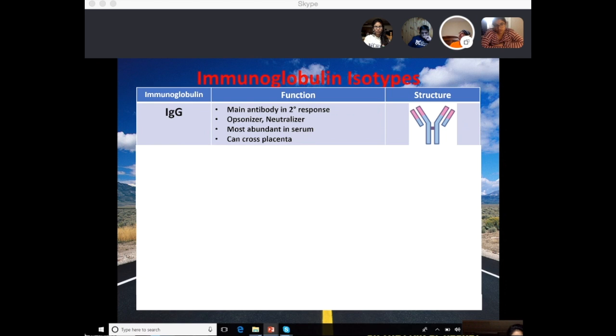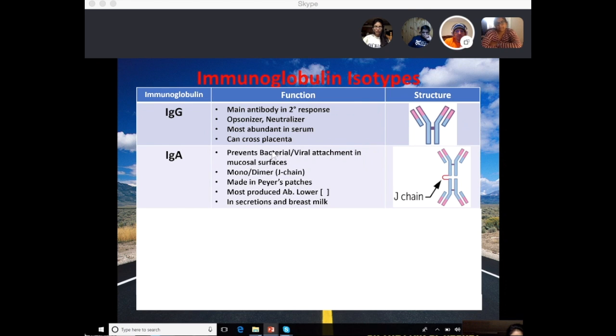This is in secretions. It's in the GI tract, right? Yes, mucosal surfaces. There you go. So how does a baby get IgA? Breast milk. Right. It prevents bacterial and viral attachment in the mucosal surfaces, and it's made in the Peyer's patches. Like you guys said, mucosal surfaces, Peyer's patches are in the gut. It is mostly produced in the gut, but it has a lower concentration in the blood.